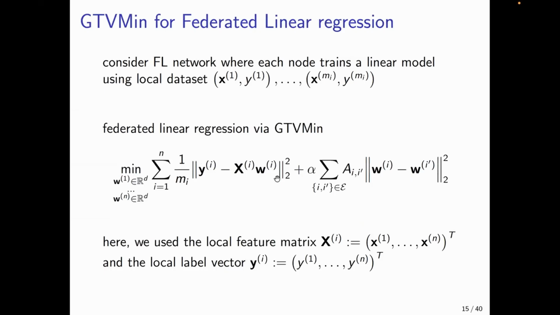If we make this even more specific, we can also look at the discrepancy measure being the squared Euclidean norm. And then GTV-min looks like this. So this is GTV-min for training local linear regression models, or local linear models, using squared error loss and using the squared Euclidean norm as discrepancy measure. So this is a special case of a special case of GTV-min, so to say. We looked at the parametric models, in particular linear models, which are trained with the squared error loss, and we use the squared Euclidean norm as the discrepancy measure.